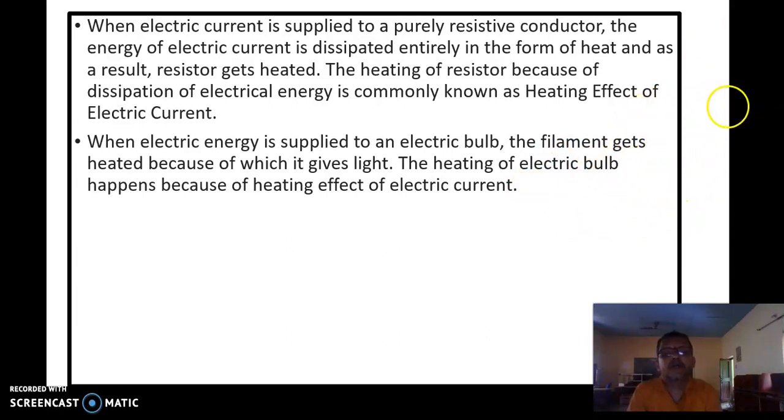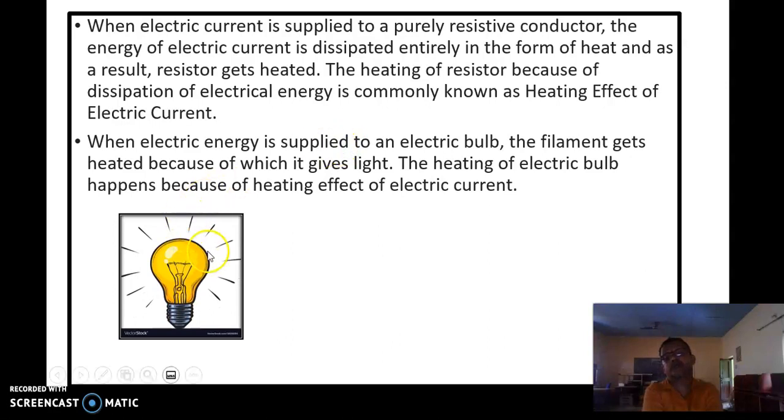not nowadays, we use LED bulbs. That technology is different from this one. In olden days we used bulbs which have a filament. Such bulbs work on the basis of the heating effect of current. When electricity is supplied to an electric bulb, the filament gets heated, which gives light. The heating of the electric bulb happens because of the heating effect of the electric current.